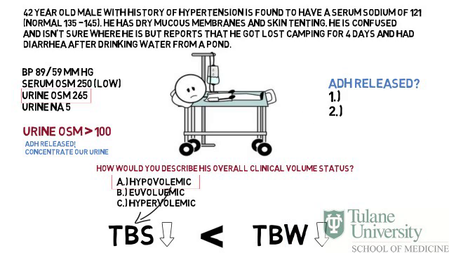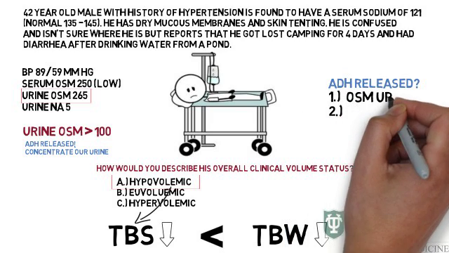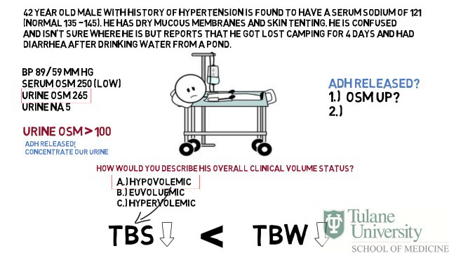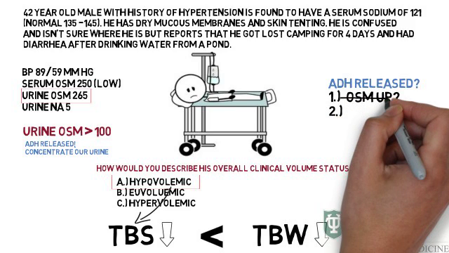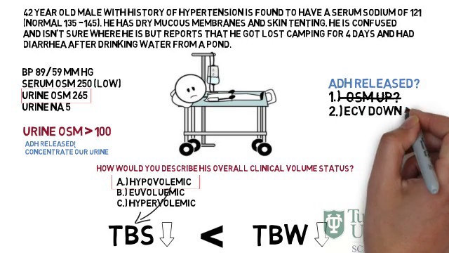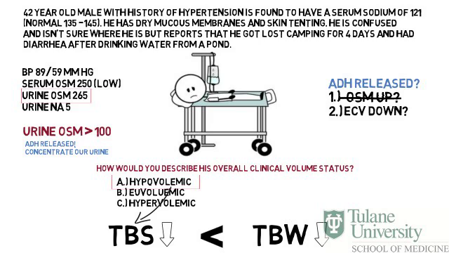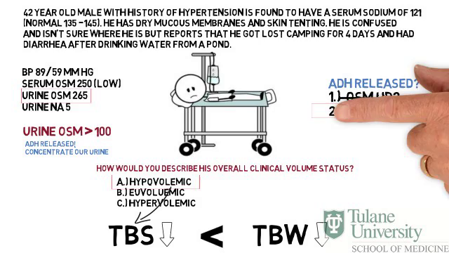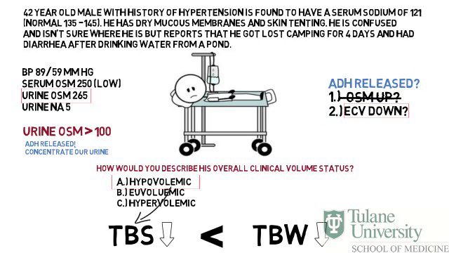Alright, so next two questions are, why is ADH released? Are his osms up? No, he has hyponatremia. So that's not the cause of ADH release. So next we have to think about his effective circulatory volume. As we stated before, his overall volume status is likely hypovolemic. So we suspect that his ECV is going to be down. And we can verify that if this patient's in a steady state by looking at his urine sodium. His urine sodium is 5, which tends to be fairly low.